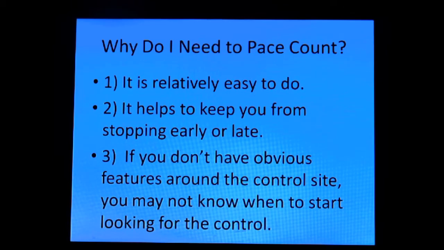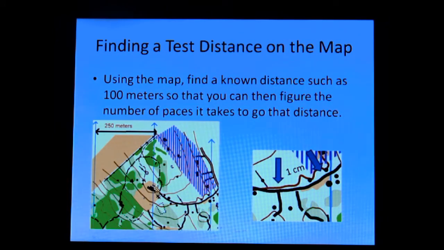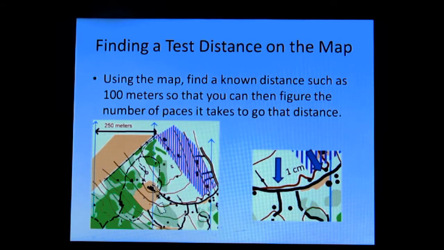And if you don't have obvious features around the control site, you may not know when to start looking for the control. Finding a test distance on a map is important. Using the map, find a known distance, such as 100 meters, so that you can then figure out the number of paces it takes to go that distance.